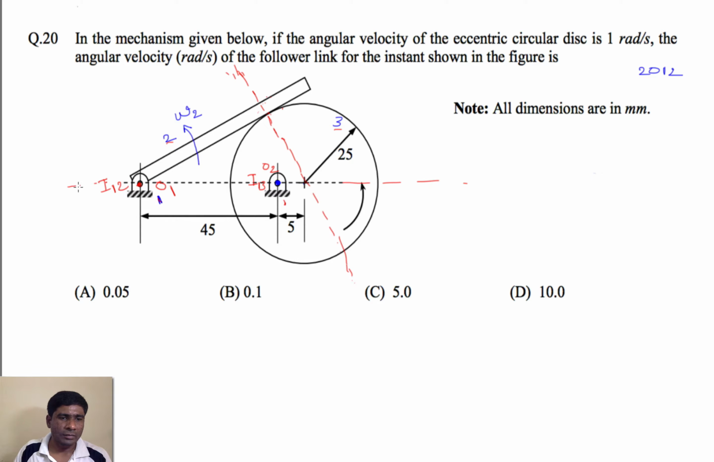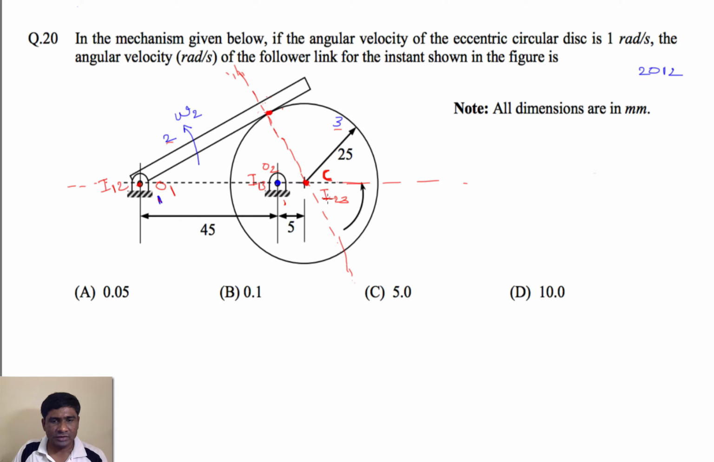So according to Kennedy's theorem, this instantaneous center 2 3 should lie on this point, and this is touching only at the center, the center of the line joining these two instantaneous centers 1 2 and 1 3. So this instantaneous center of links 2 and 3 should be here, at the center of the disk. Here the center of the disk is not equal to the rotation of the disk. So I consider this as C.